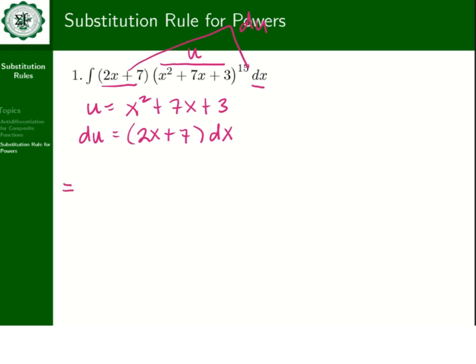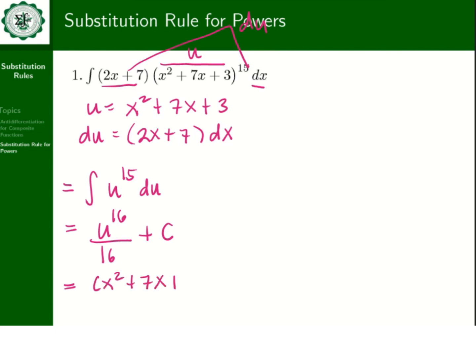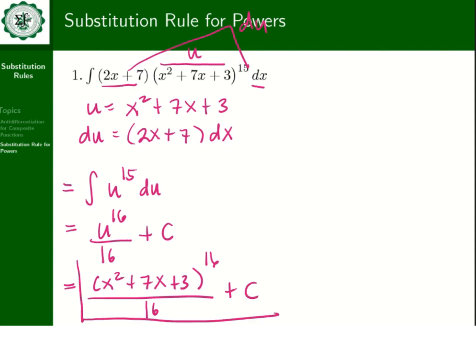Thus, we can convert our given to the form u raised to 15 du. And to solve this, we have u raised to 15 plus 1 or u raised to 16 over 16 plus c. And then performing back substitution, we replace u with x squared plus 7x plus 3, and then we have raised to 16 all over 16 plus c. So this is our indefinite integral.